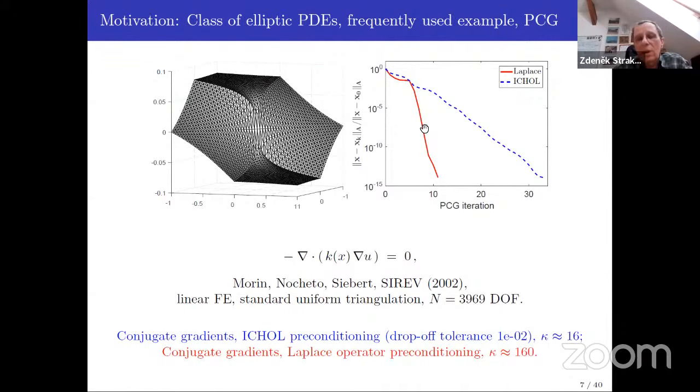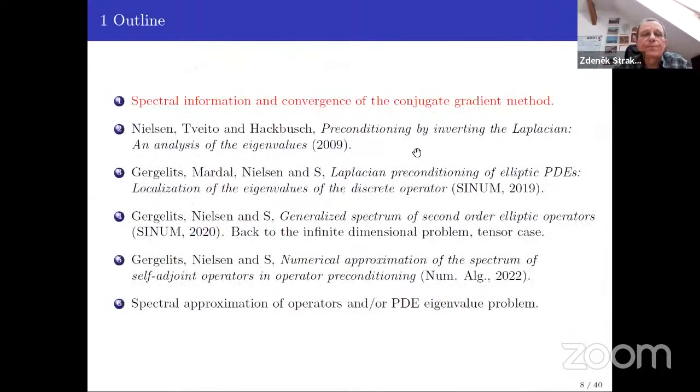But there is a puzzle, because for the Laplace operator preconditioning, the condition number is equal to about 160, while for the blue it is about 1 order of magnitude less. But the red curve is, of course, much better. Convergence is much faster than the blue. So what's going on? That's what we are going to address in this talk.